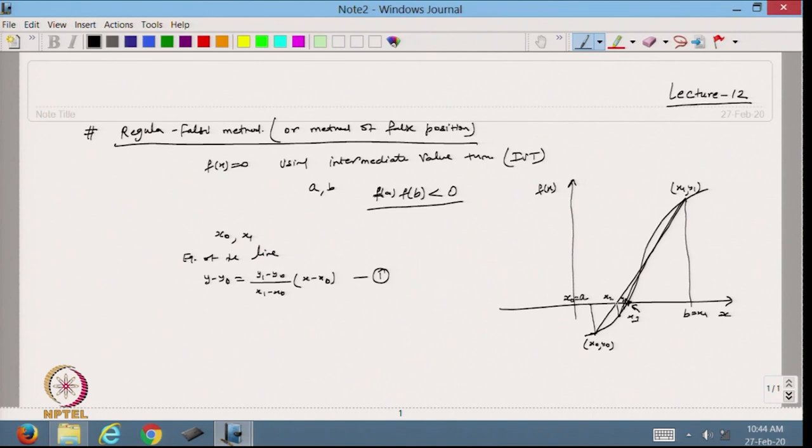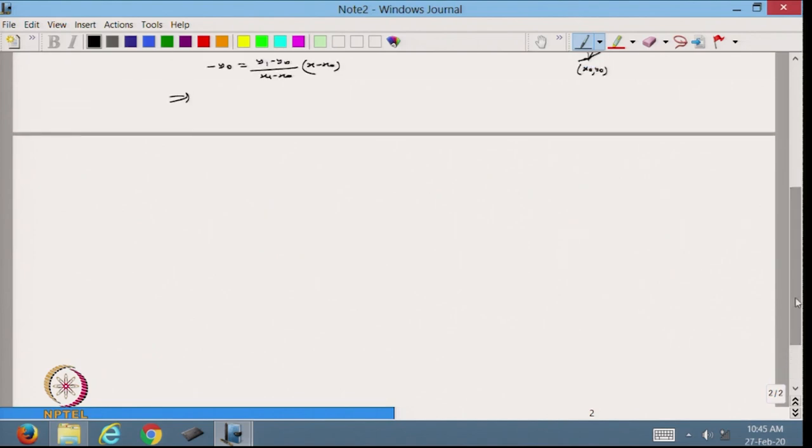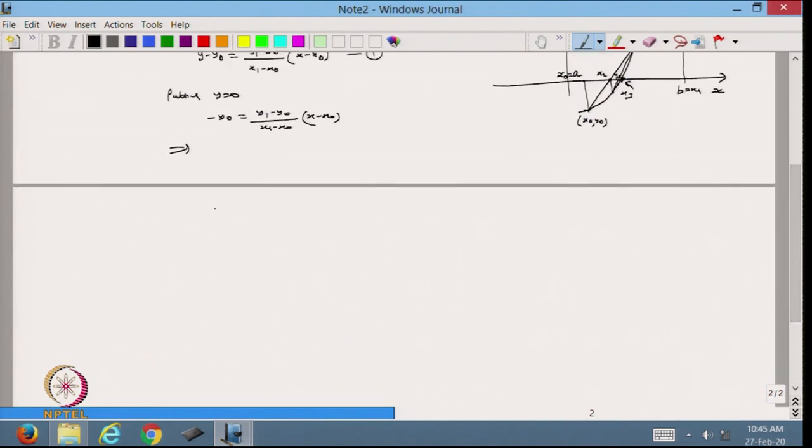Now I want to see where this line is cutting the x-axis. So by putting y equal to 0 in this case, I will get minus y0 is equal to (y1 minus y0) divided by (x1 minus x0) into (x minus x0). Based on this, I can write x as x0, taking this x0 on the left side, minus y0 (x1 minus x0) divided by (y1 minus y0).